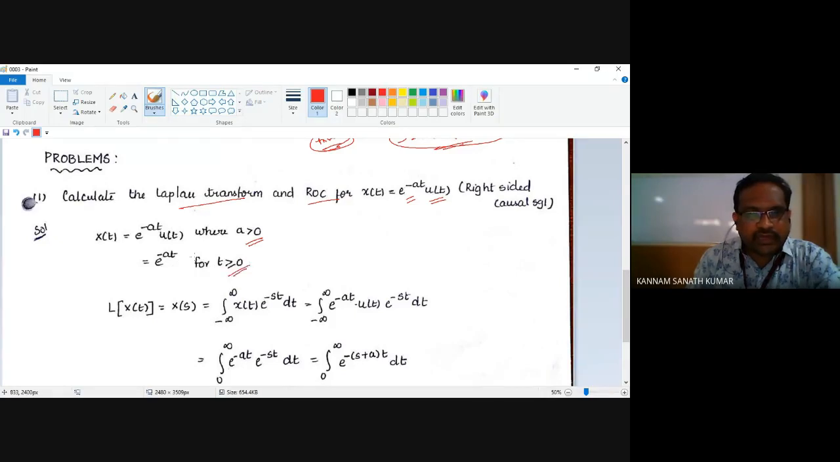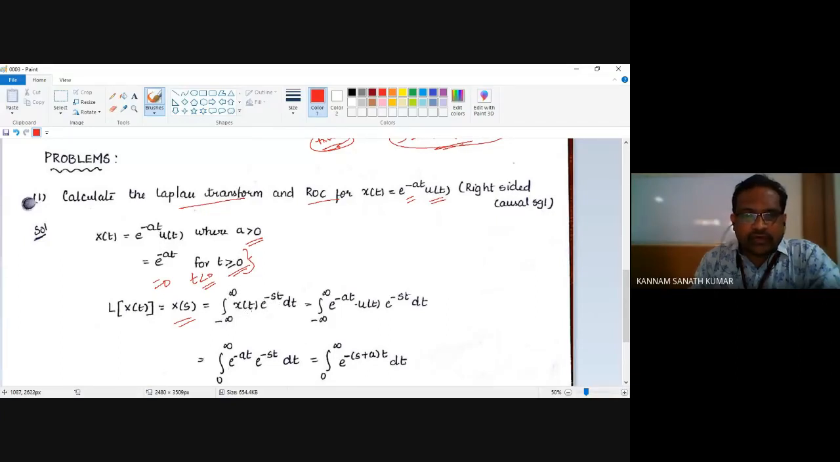Okay, so this signal is defined for t greater than or equal to 0 only. It is equal to 0 for t less than 0. So what is the formula for the Laplace transform? The Laplace transform of x(t) is X(s), the integration from minus infinity to infinity, so you are applying the bilateral Laplace transform: the integral from minus infinity to infinity of x(t) e^(-st) dt.